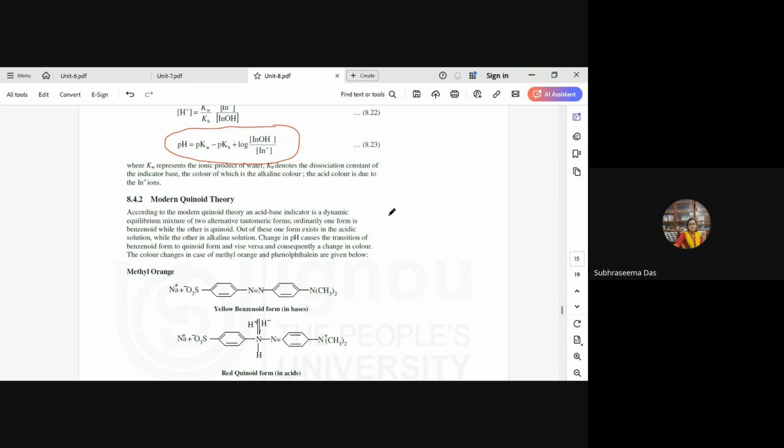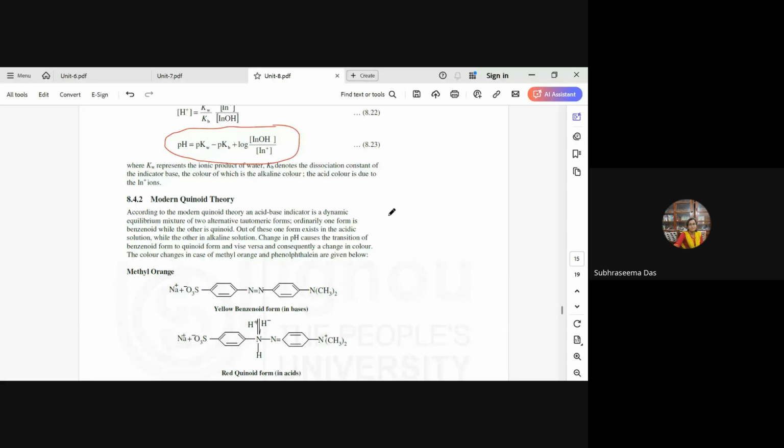One is the benzoid while the other is the quinoid. Out of these, one form exists in the acidic solution while the other exists in the alkaline solution. The change in pH causes the transition of the benzoid form to the quinoid form and vice versa, and consequently a change in color is observed.